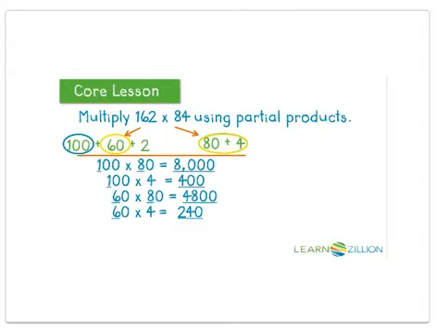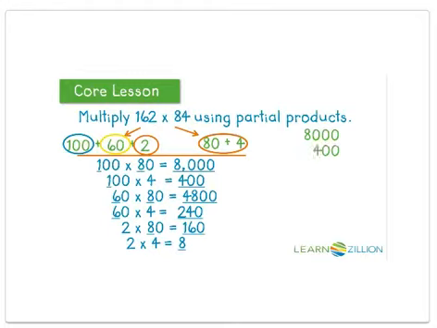We'll move on to the 2 in 162 and multiply it by 84. So we have 2 times 80, which is 160, and 2 times 4, which is 8. Again, these are the partial products which need to be added together. So we have 8,000 plus 400 plus 4,800 plus 240 plus 160 plus 8.